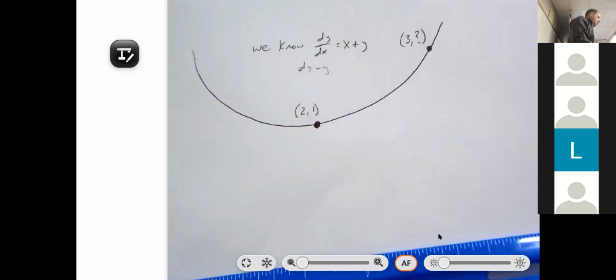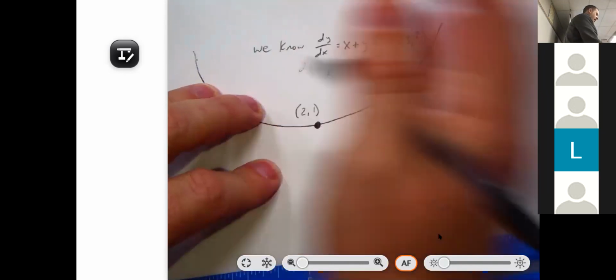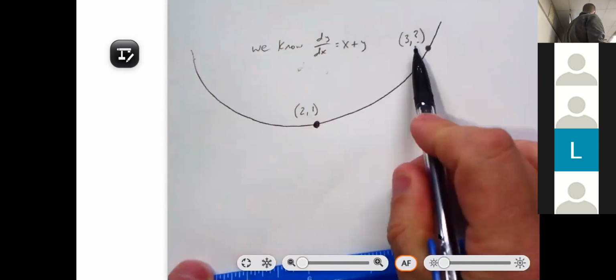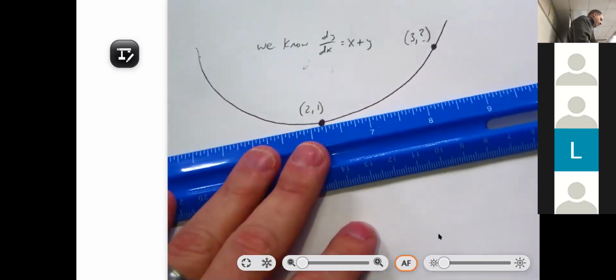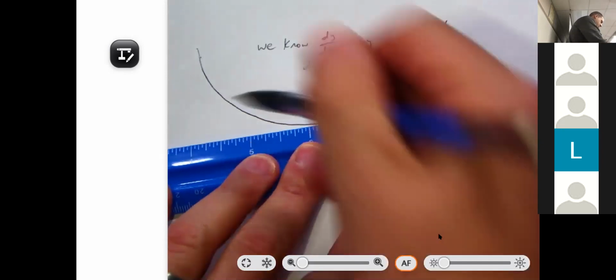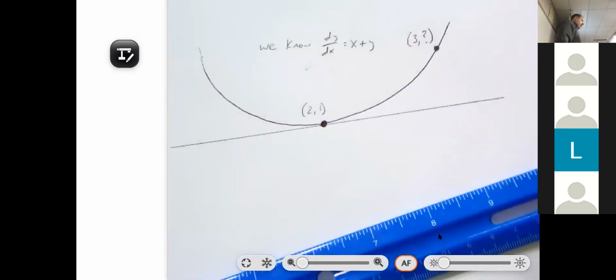Okay, so first semester, here's what we would do. Let's say I wanted to find the y value here at 3. I want to approximate the y value at 3. Well, first semester, we would find the tangent line through this point. And then now that I know the tangent line, I could just plug 3 into that tangent line and say, that's a pretty good approximation.